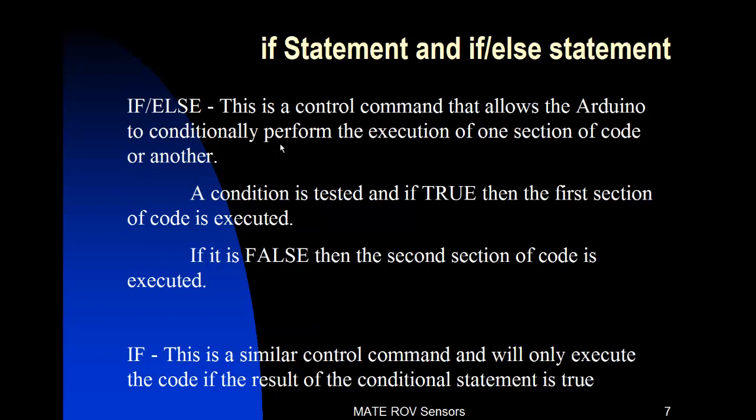Okay. The if and else statement, it's a nice control command that allows the Arduino to conditionally perform execution of one section of code or another. And in this case it'll go out and test something, for instance an input pin, and if that input pin state is true, then the first section of code is executed. If it happened that the input pin was false, the second section of code is executed. This is real nice. It allows you to do 2 different operations based on what the state of a sensor input is.